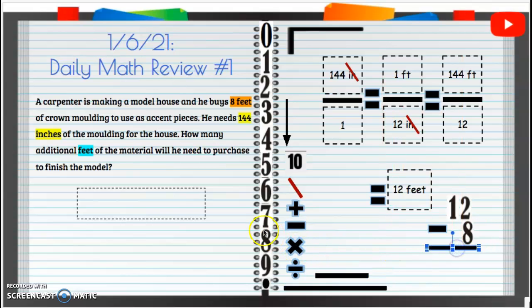So he needs 4 more feet because he already bought 8 feet. You can also just put 4 more if you want to. And that's it. That's all for our DMR number 1. Great job.